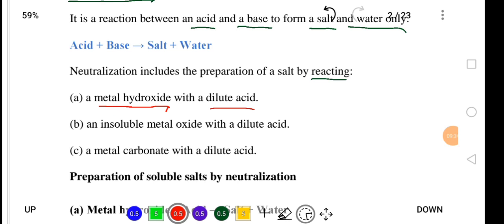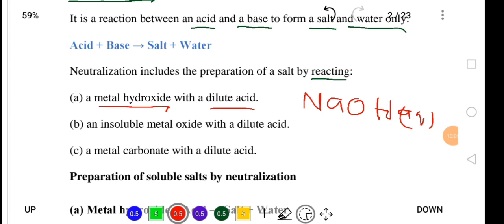For example, we may have sodium hydroxide, which is a base in aqueous state. Aqua means water. It means sodium hydroxide was initially in solid state, and after dissolving it in water, it forms an aqueous solution. Now, when we react that aqueous solution with dilute acids, we are going to prepare a salt. Remember, we are talking about the preparation of soluble salts.